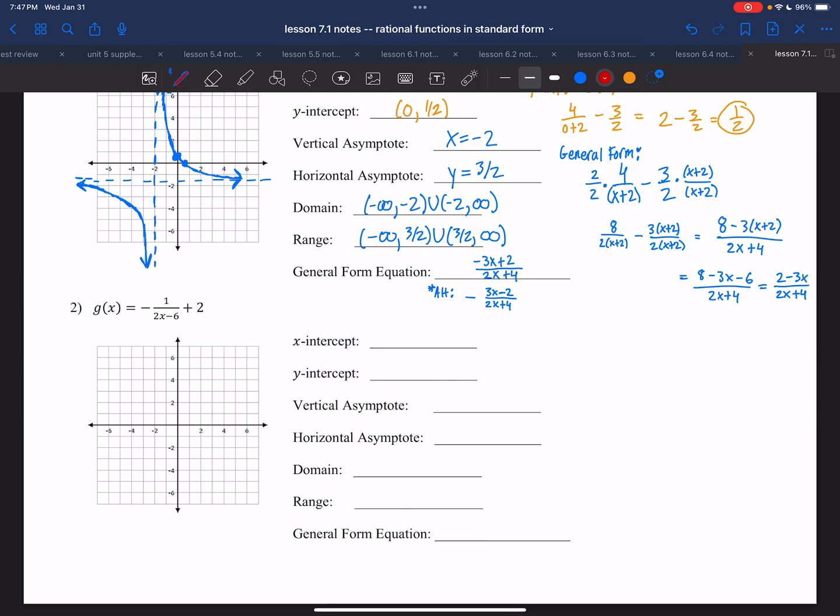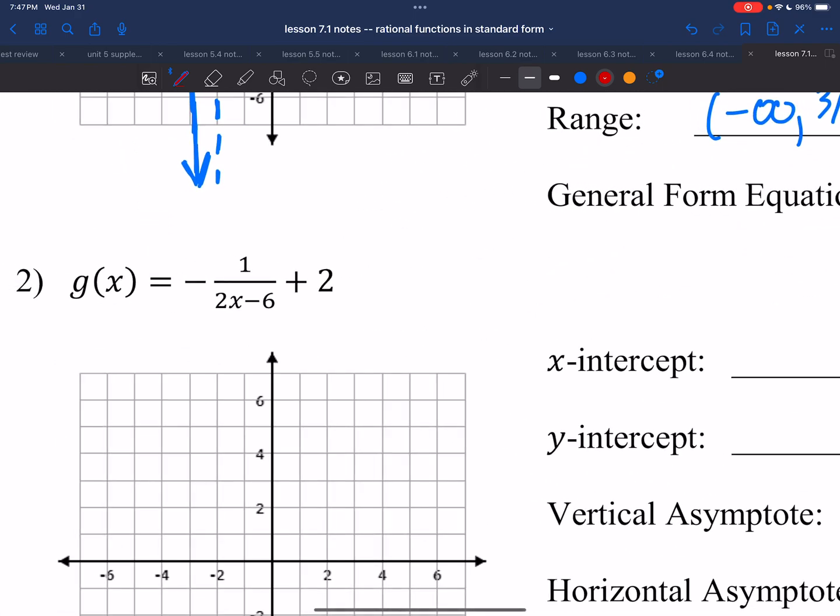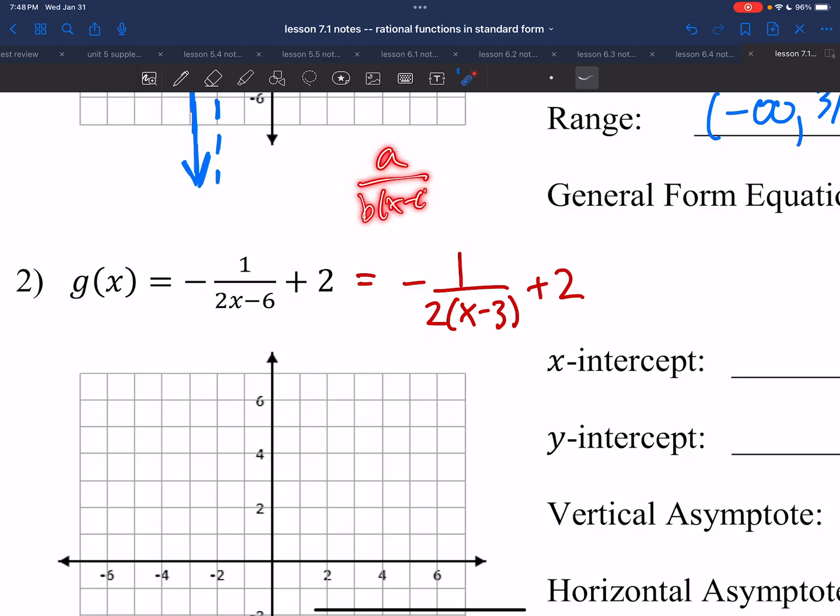I love that woman. Okay, let's find all the same junk for this function. This one's a little bit tricky just because you want to factor the denominator first. 2 times x minus 3. You say, Mr. Spake, what? I said, well, you're just supposed to. No, that's just what we do with function transformations, right? Because these are really of the form a over b times x minus c plus d. So we factor that b value out so we can really see the shift to the right.